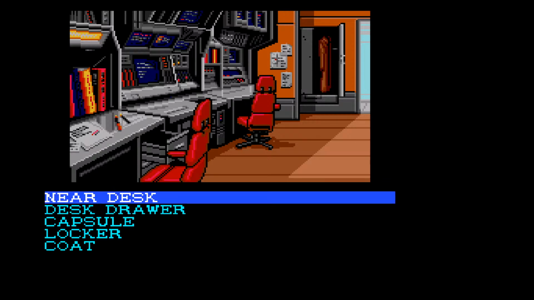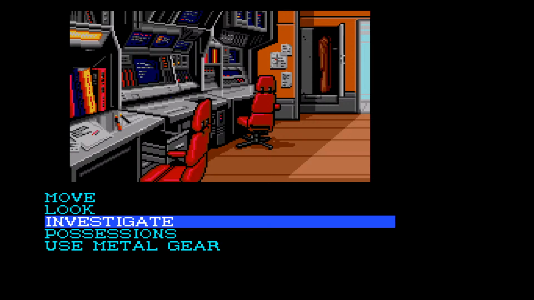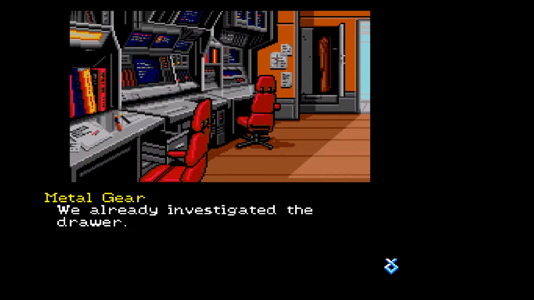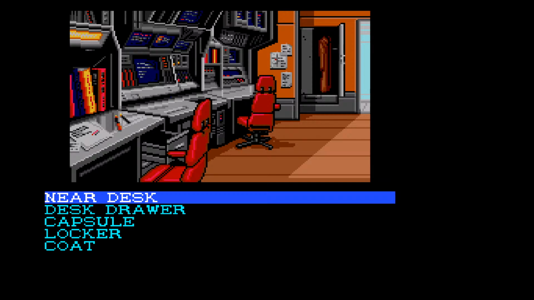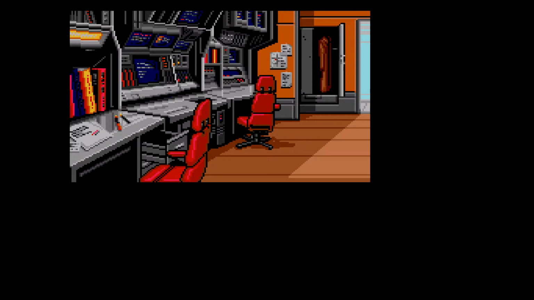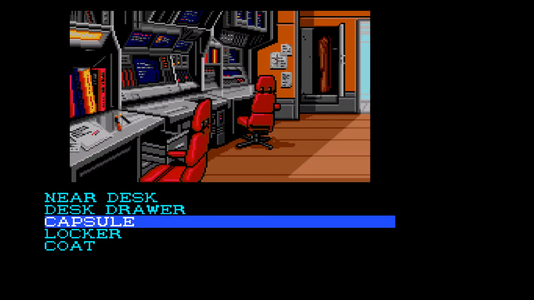Okay. There's only one drawer. Okay. I don't think there's going to be anything else in there. Yep. We've looked in the locker. We've checked the code.